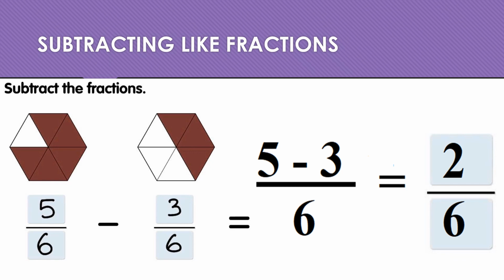So how do we subtract? 5 by 6 minus 3 by 6. The common denominator, we put 6 as it is, and we simply subtract the number on top, that is 5 minus 3, which gives 2 by 6. And hence the answer is 2 by 6.